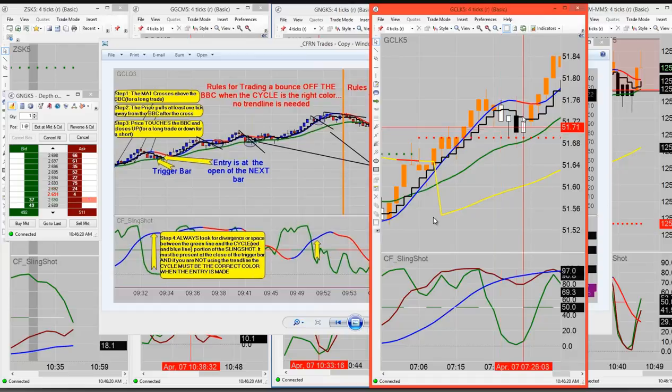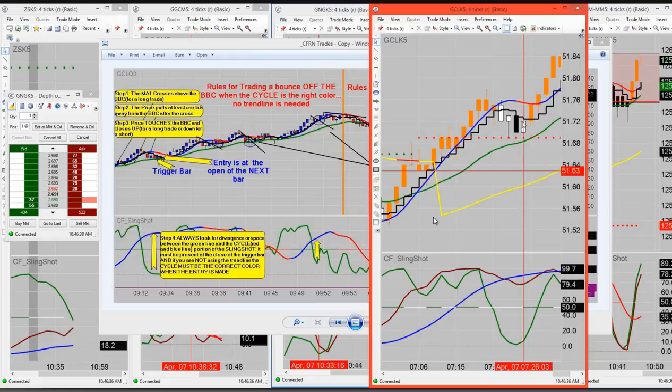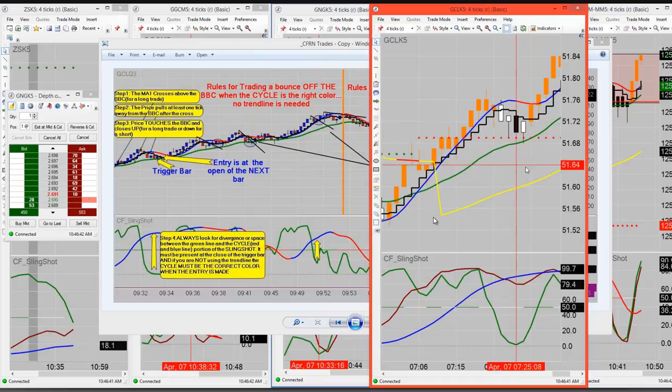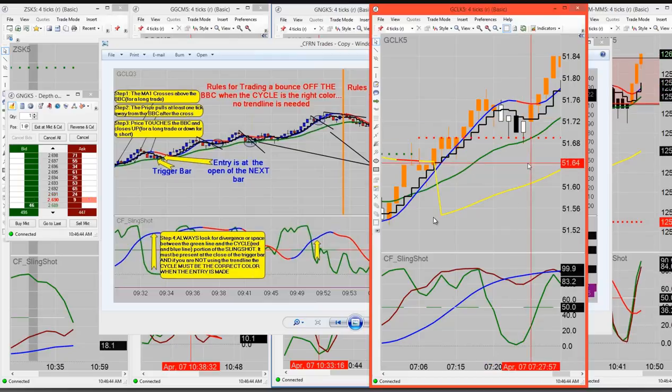And that's it. That's the whole trade setup for bounce off the BBC. You get your cross, that's step 1. Pull away is step 2. Pull back and test to the BBC with an up close off of it is step 3. It doesn't actually have to close off the BBC. It can go below the BBC, as long as the black step line is still above it, then you can still go for a long trade.